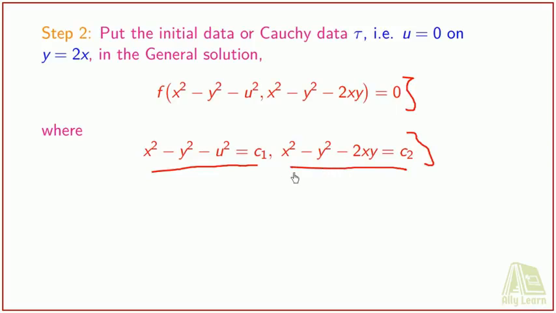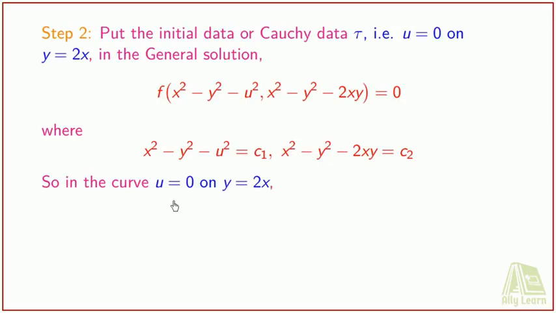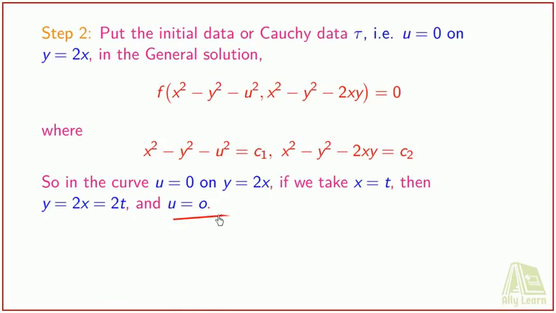Now we will find an expression for an arbitrary point on this curve, and then we will put that arbitrary point in these two equations. So in the curve u equals 0 on y equals 2x, we take x equals t. Then what will be my y? Then y, which is 2x, becomes 2t, and u is given to be 0 on this curve, so u remains to be 0.